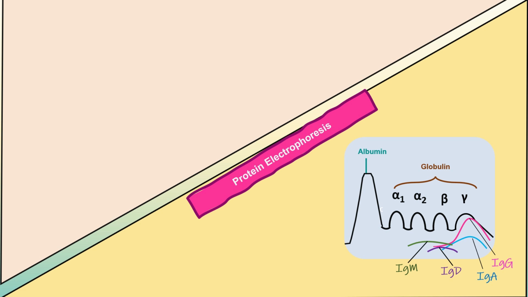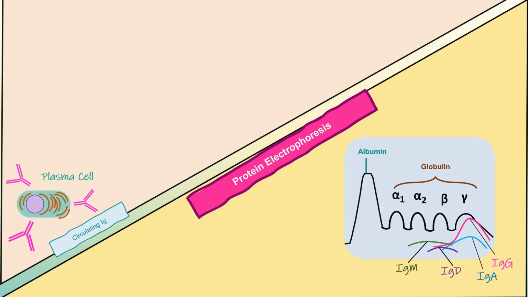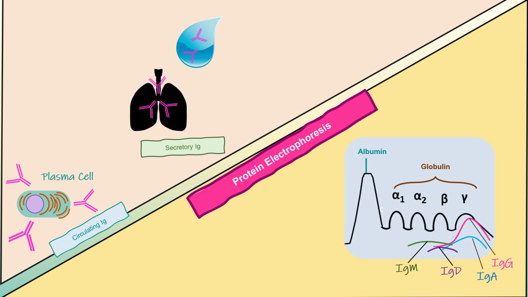Now, let's discuss the different types of immunoglobulins. Circulating antibodies are produced and secreted by plasma cells in bone marrow, in mucosa-associated lymphoid tissue, and in lymph nodes. Immunoglobulin A is predominantly found in saliva, tear fluid, and breast milk. It is also found in secretions from the bronchial and urinary tract, where they provide protection against bacteria.